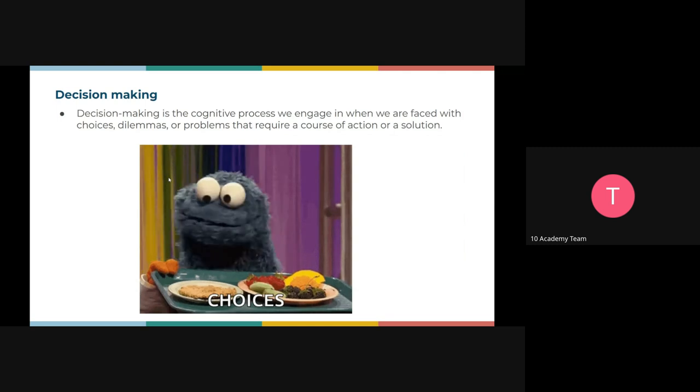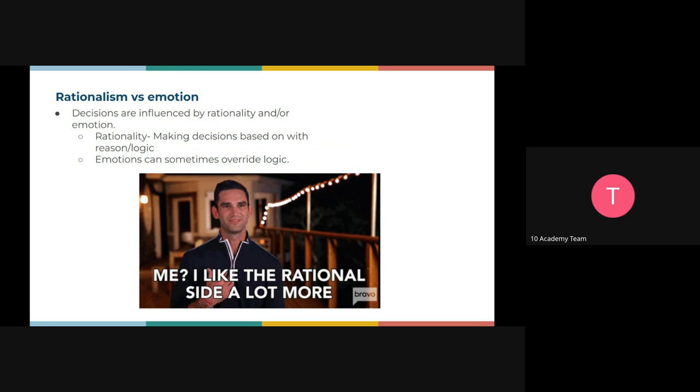So like Bernard has said, it's just the process that we engage in when we're faced with choices or dilemmas that require a course of action or a solution. So basically, decisions are sometimes influenced by either rationality or emotions. And when we talk about rationality, we're talking about making decisions based on logic, and sometimes emotions can override logic, and that's the other way that sometimes we make decisions.